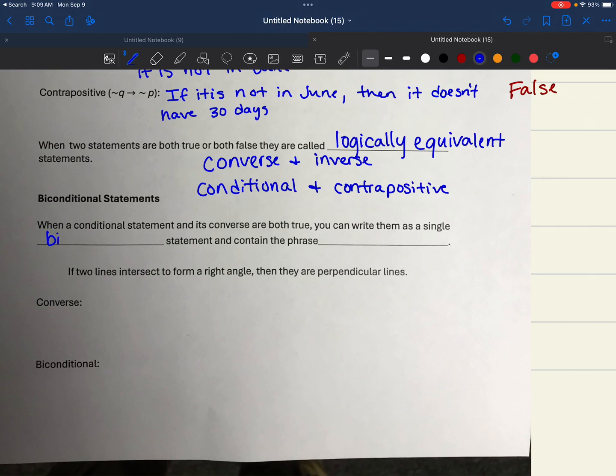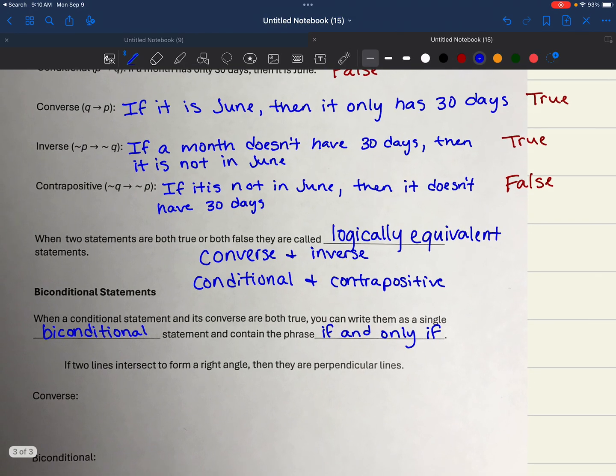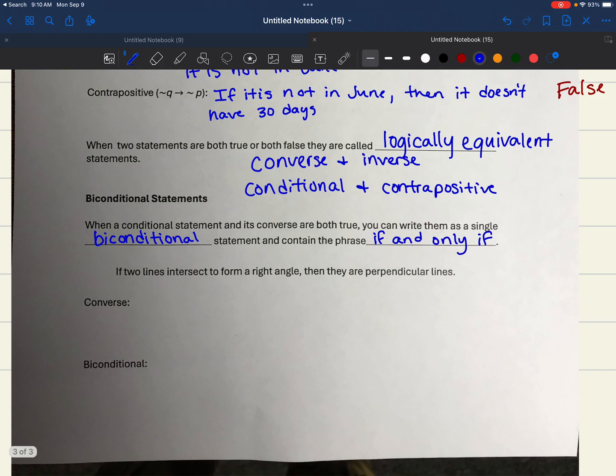All right, last little part. When a conditional statement and its converse are both true, you can write them as a single biconditional statement. What the heck? That contains the phrase if and only if. So when the conditional statement and the converse are both true, the converse switches the order, correct?